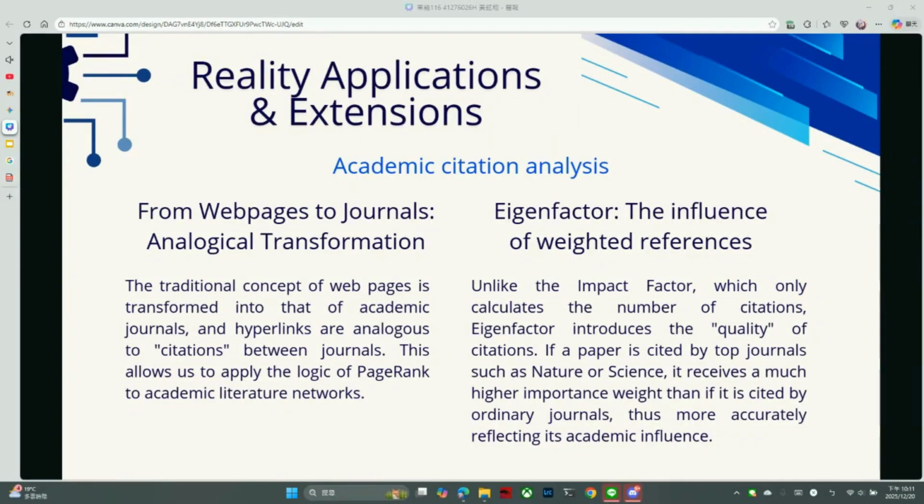I will be presenting the real-world application and extension of PageRank. First, let's look at the academic world. Traditionally, we evaluate journals using the impact factor, which simply counts the number of citations. However, PageRank introduced a more sophisticated metric called Eigenfactor. By treating a journal as a web page and citations as hyperlinks, we can measure quality, not just quantity. Basically, being cited by a top journal like Nature or Science is worth much more than being cited by an ordinary one. This algorithm helps us find the true authority in scientific literature.